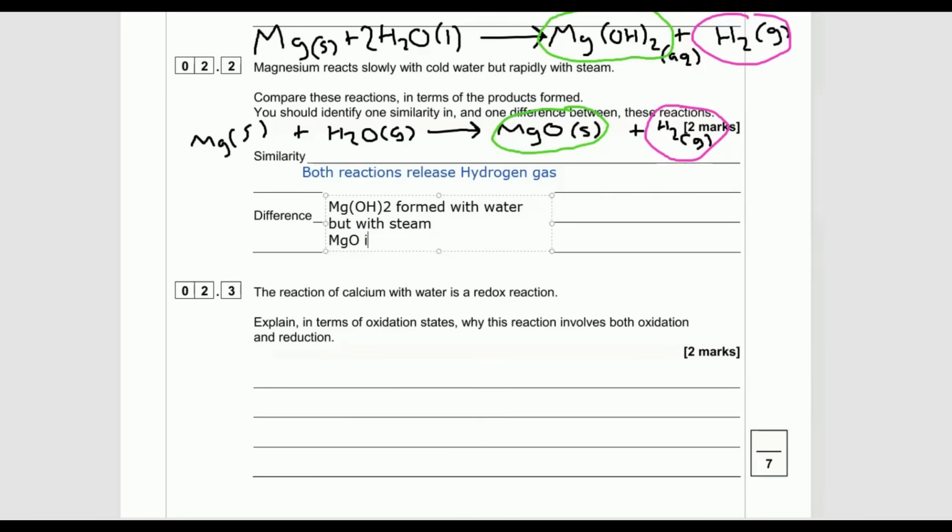MgO, magnesium oxide, is formed instead. And that's going to get you the 2 marks there.